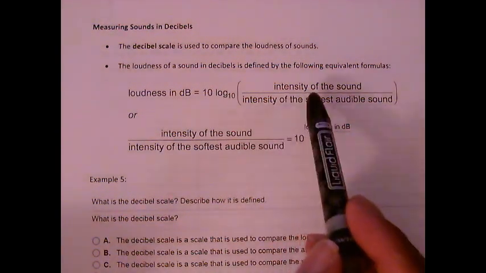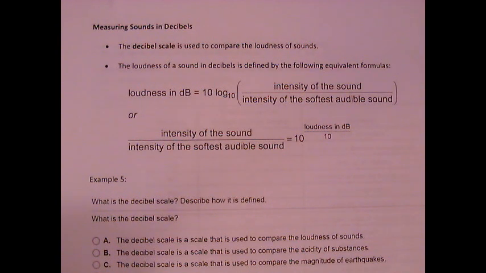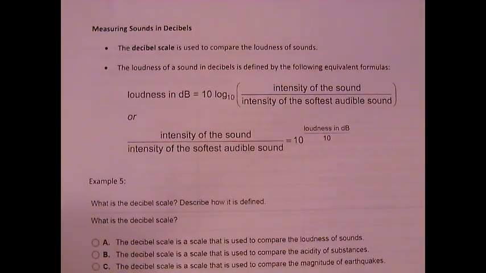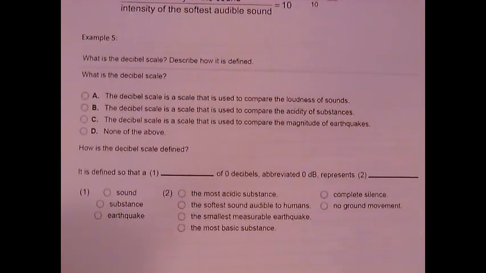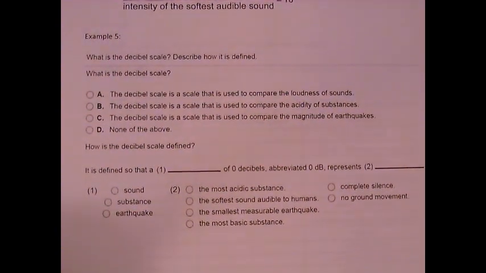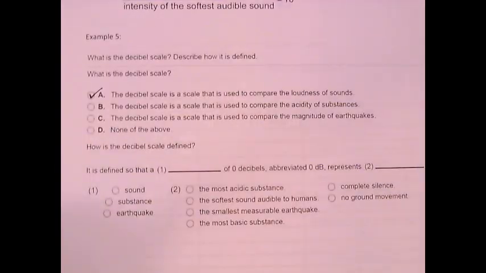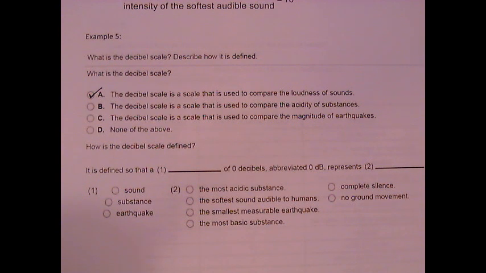I think more than likely we're going to be using this formula right here to find out the loudness in decibels. Okay. So now, example 5 is a basic question that we just got through talking about. In this case, what is the decibel scale? And describe how it is defined. The first part, what is the decibel scale? Well, it's a scale that's used to compare the loudness of sounds. We just got through talking about that. So it'll be answer choice A.